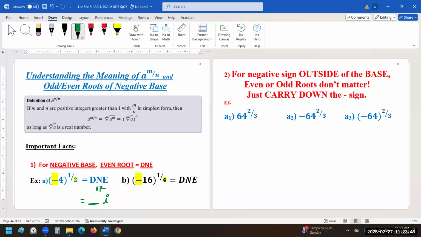However, for odd roots, it doesn't matter. If you observe all the denominators, they are odd, 3. So whether you have a negative inside the base or outside the base, it doesn't matter. You always have some answer. For odd roots, a negative number does exist. Why? For example, the cube root of -8. It means find one number, multiply 3 times, it turns into -8. It's -2, right? -2 times -2 is 4. 4 times -2 is -8. So yes, you can multiply the same number an odd number of times and turn it into a negative, which is not possible for an even number of times.